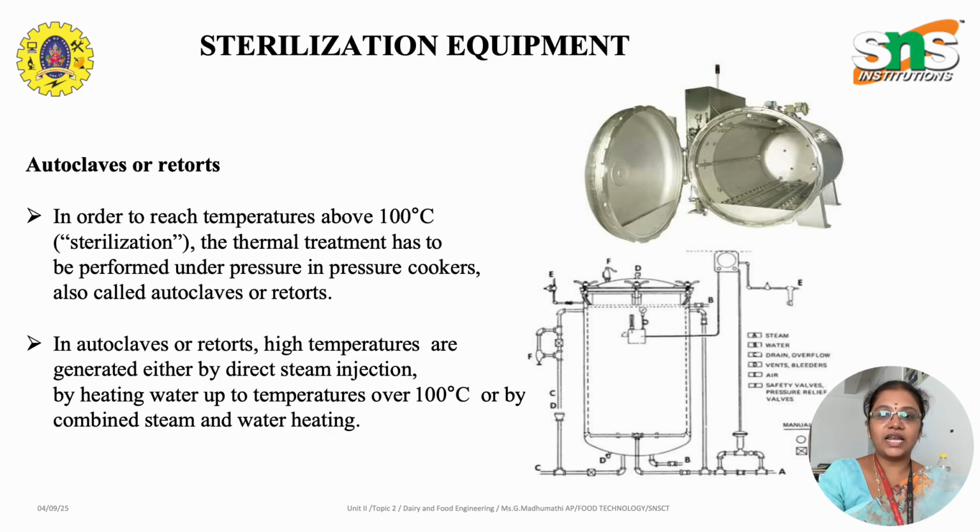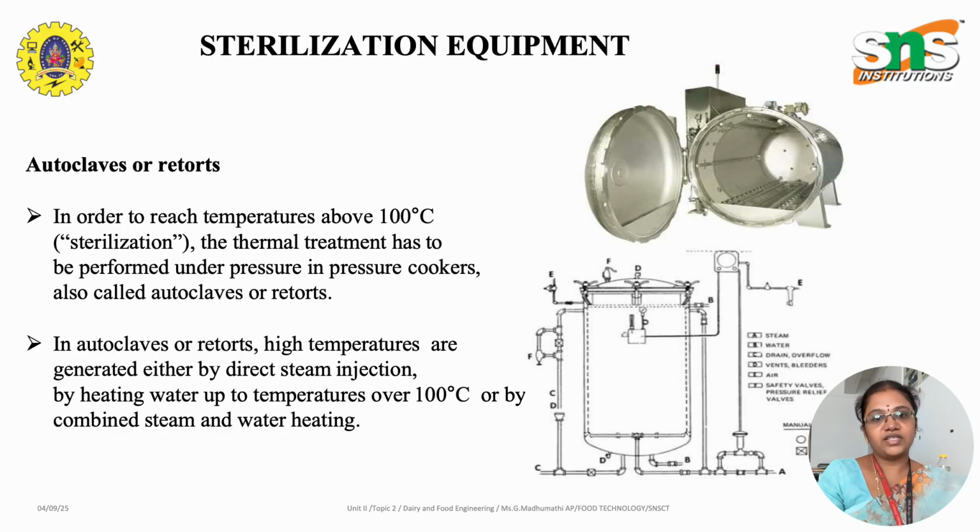In the diagram we can see the sterilizer equipment. These equipments are called sterilizers, or sometimes autoclaves or retorts. In industry we mostly call them autoclaves. The thermal treatment has to be performed under pressure, so by creating pressure inside an autoclave we sterilize a particular product. It actually acts like a pressure cooker, and that is the principle of the sterilizer.